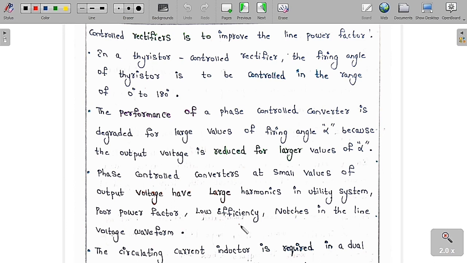So if you use a huge amount of alpha in phase control rectifiers, the average value of the output voltage will decrease and a large amount of harmonics is going to be introduced. As the harmonics increase, losses increase, so efficiency decreases, with poor power factor, and also, for a small amount of time, the voltage is equal to zero.